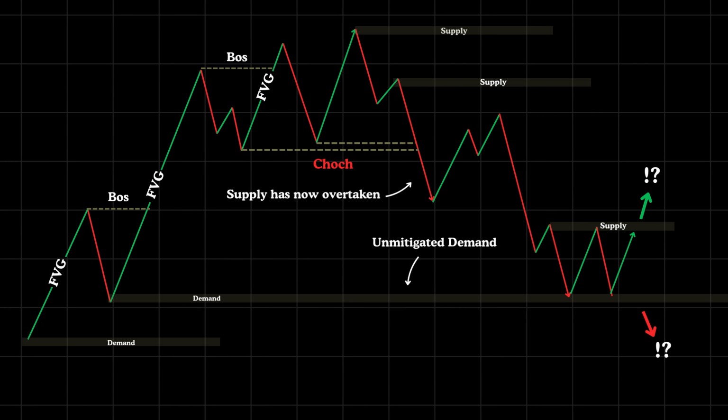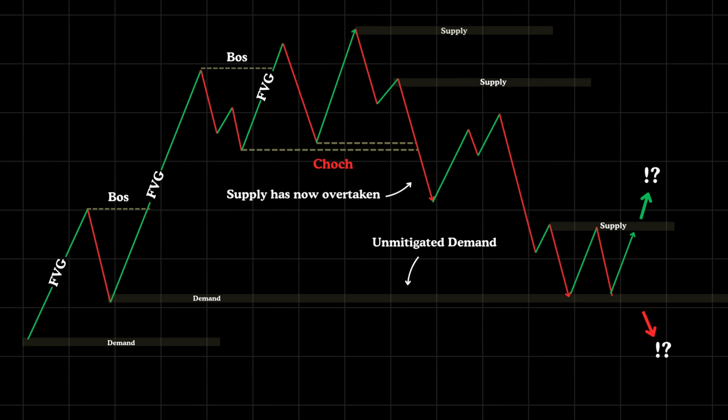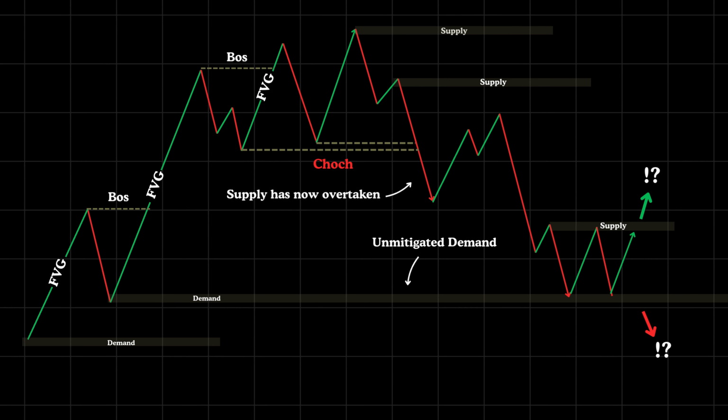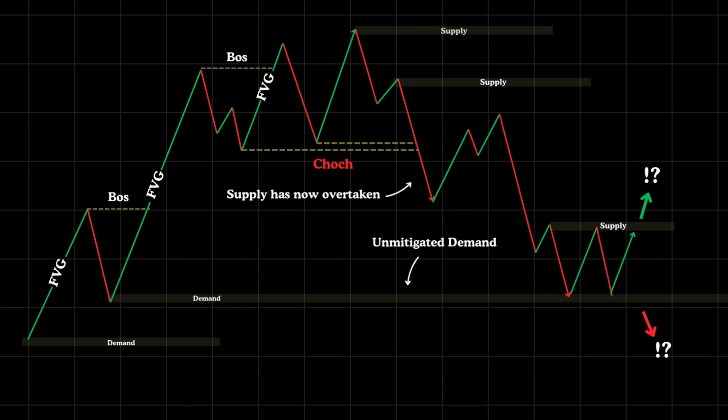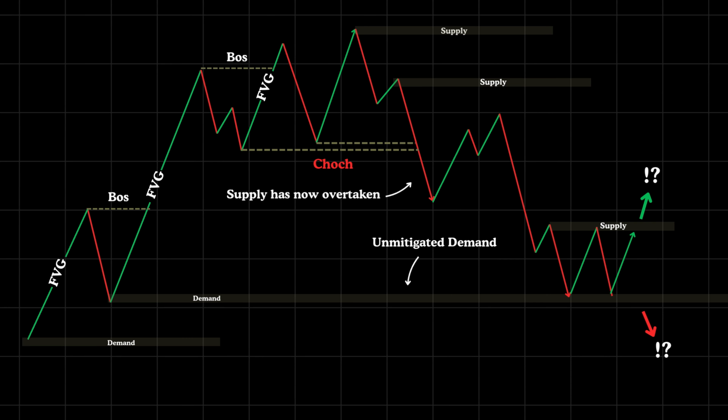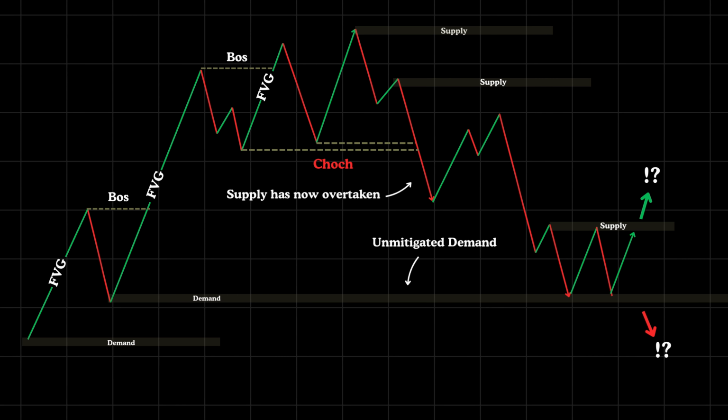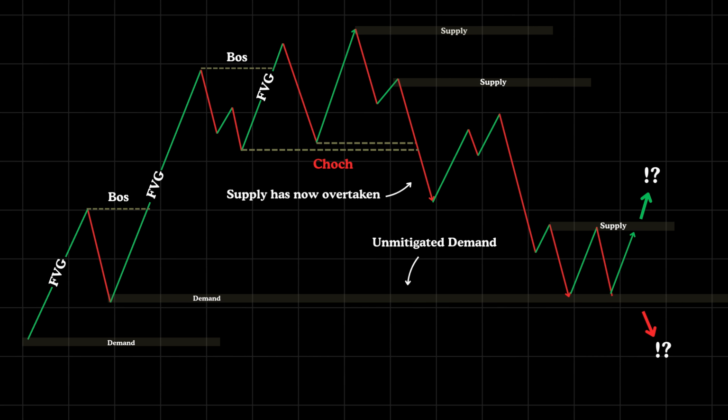At that level, a battle between supply and demand takes place. This often causes consolidation, leading to a ranging market between the two zones. A breakout above or below this range will indicate which side has taken control. The next principle we'll dive into is order blocks.